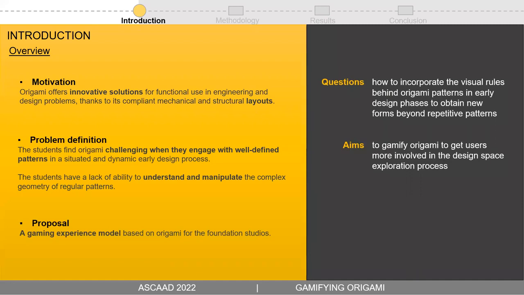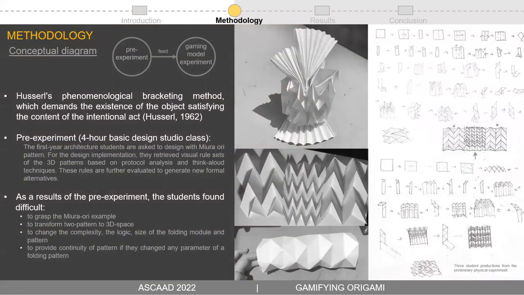It aims to gamify origami to get users more involved in the design space exploration process. The first-year architecture students are asked to retrieve visual rule sets of the 3D patterns based on protocol analysis and think-aloud techniques. These rules are further evaluated to generate new formal alternatives. The participants' direct engagements with the paper intend to rely on Husserl's phenomenological epoché method, which demands the existence of the object satisfying the content of the intentional act.